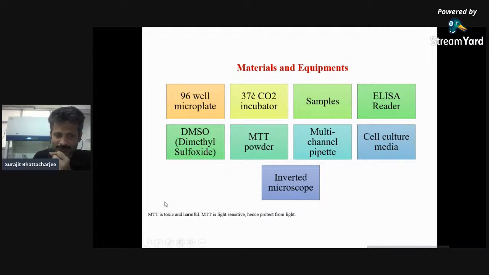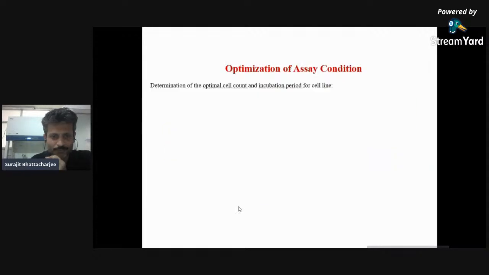And we have already discussed that MTT is cytotoxic and harmful, and MTT is light sensitive. Hence, during the time of the experiment, we need to keep the plate wrapped up with aluminum foil, or we need to keep the plate in a dark room.